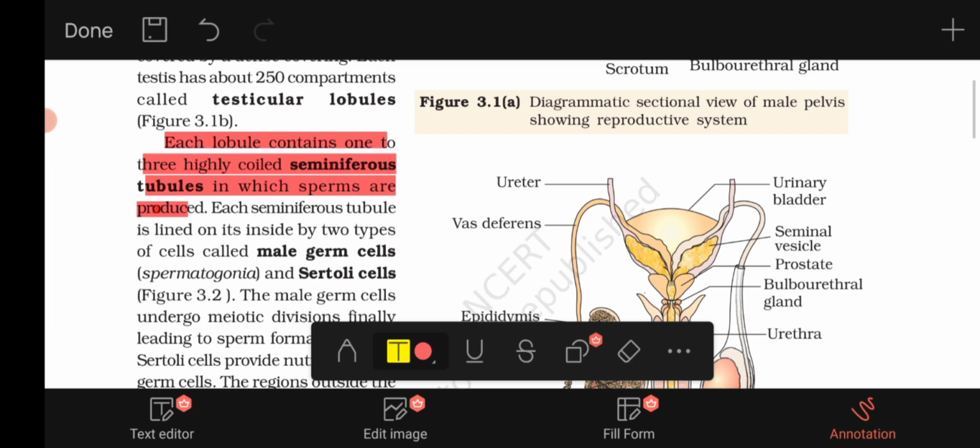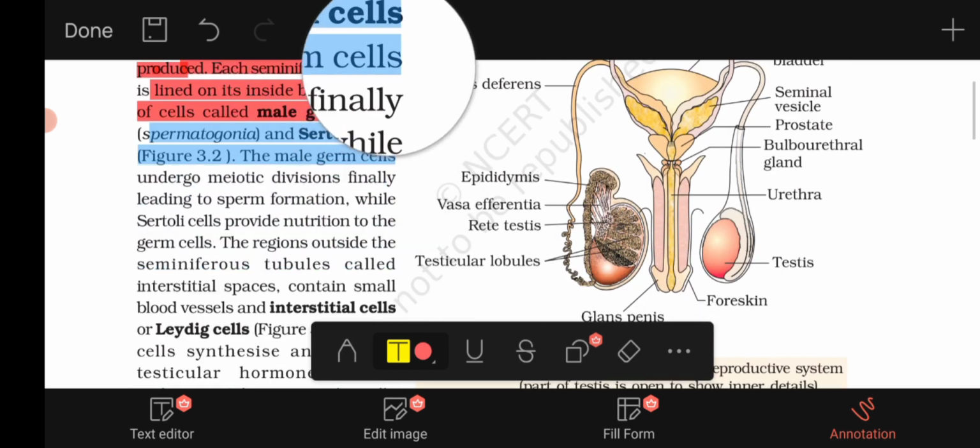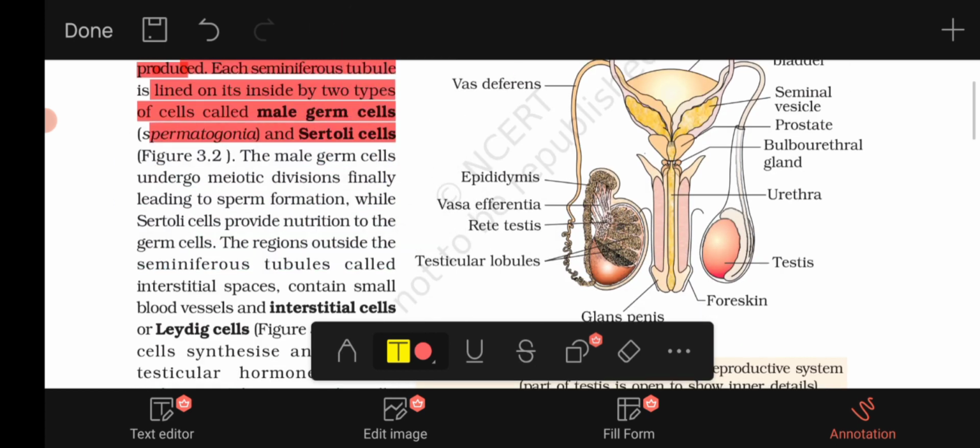Each seminiferous tubule is lined on its inside by two types of cells. One is male germ cells, also called the spermatogonia, and the other one is the Sertoli cells. Sertoli cells are also called the nurse cells or sustentacular cells. So these male germ cells or spermatogonia are actually involved in spermatogenesis. Even Sertoli cells are involved, but they have a different function. They are not directly involved. The male germ cells undergo meiotic division, finally leading to sperm formation, while Sertoli cells provide nutrition to these germ cells.